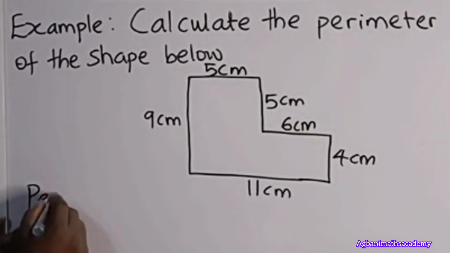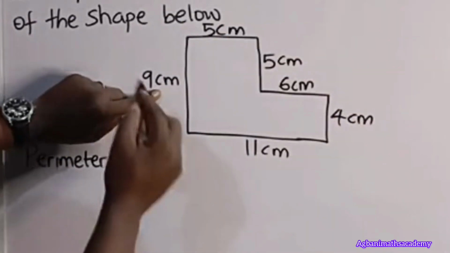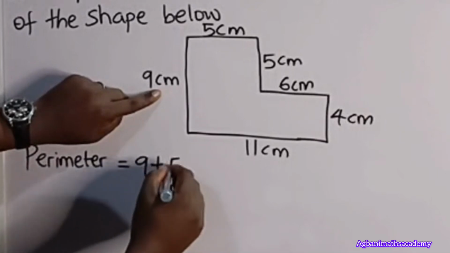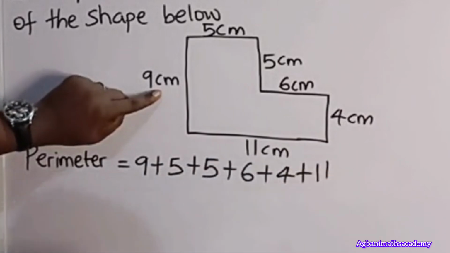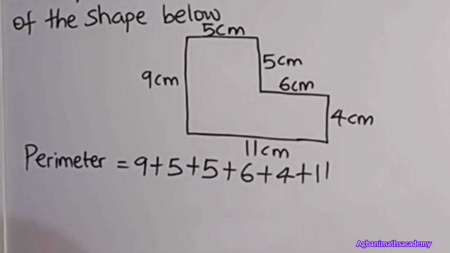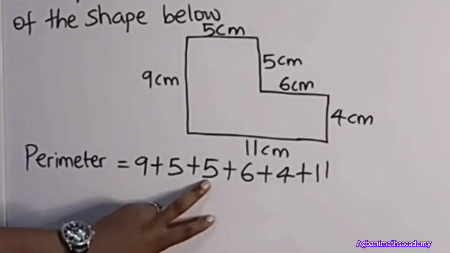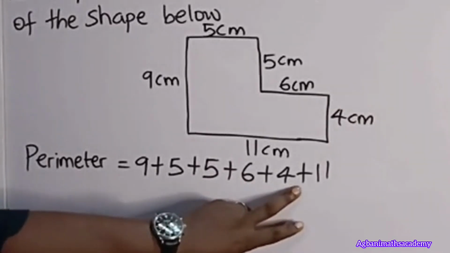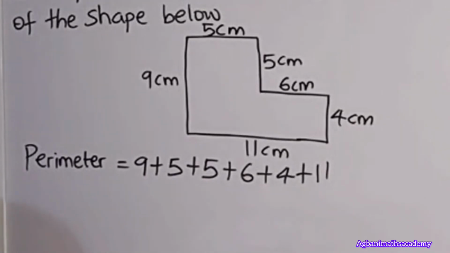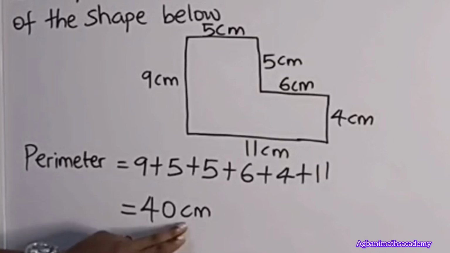So perimeter is equal to, let's start from 9 and go clockwise. 9 plus 5 plus 5 plus 6 plus 4 plus 11. So 9 plus 5 plus 5 gives us 19, plus 6 gives us 25, plus 4 gives us 29, plus 11 gives us 40. So the perimeter is equal to 40 centimeters. Since perimeter is a measure of length, the unit is centimeter, not centimeter square.